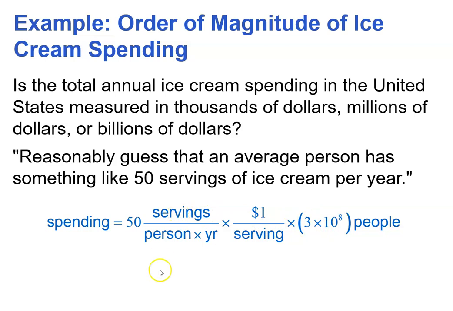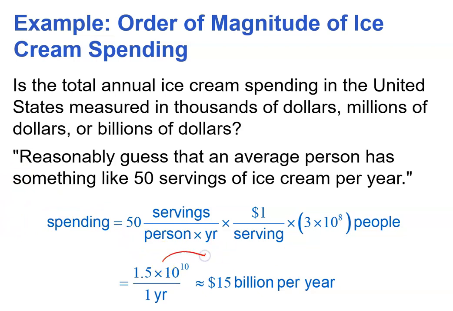And so if you multiply 50 times 1 times 3 times 10 to the 8th, you would get 1.5 times 10 to the 10th every year, which is 15 billion per year. And our calculators will do this for us. If you just type in 1.5 times 10 to the 10th power, your calculator will handle that for you.